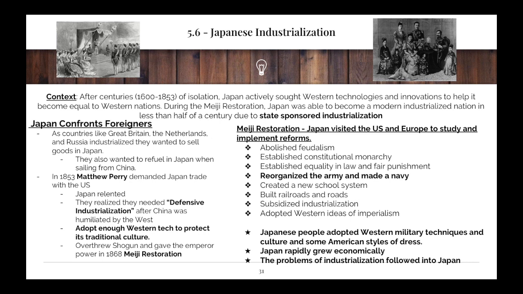So the Meiji Restoration, those are all the kinds of reforms. They reorganized the military, Army and Navy. They created a new school system, built railroads and roads, subsidized industrialization. The whole idea was to sponsor industrialization to protect Japanese culture, and it was very successful. I think it was a successful example, more successful than the Ottoman example.